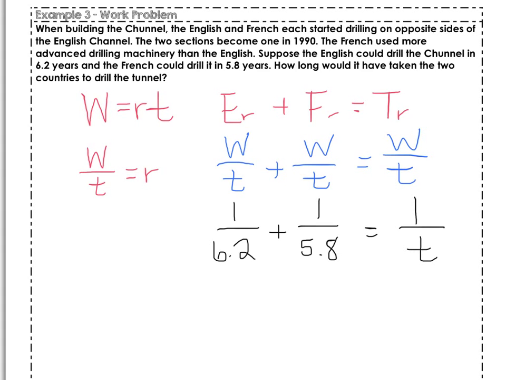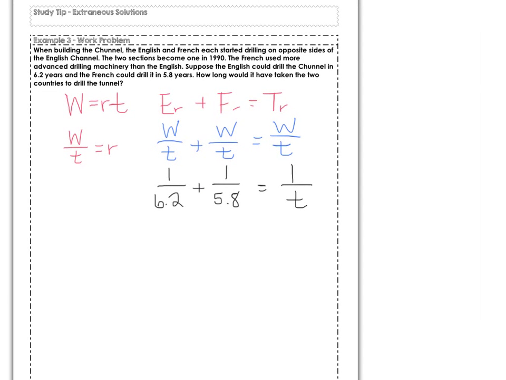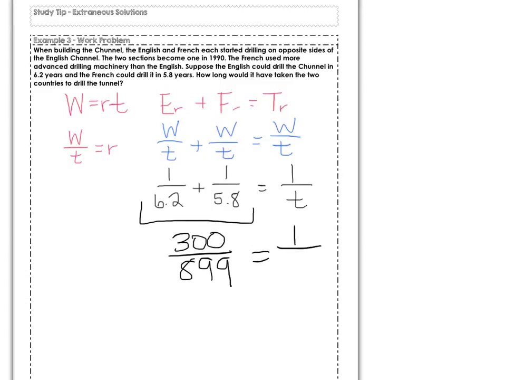So this is where we need to use our common denominator knowledge, or simply use these abilities on your graphing calculator, where we're going to add these two fractions together and then put them into fractional form. So when you add 1 over 6.2 to 1 over 5.8, you're going to get a hideous decimal if you just type it in your calculator, which is really not going to do you any service. But if you type it in as fractions, you're going to get 300 over 899, and this will equal 1 over your time.